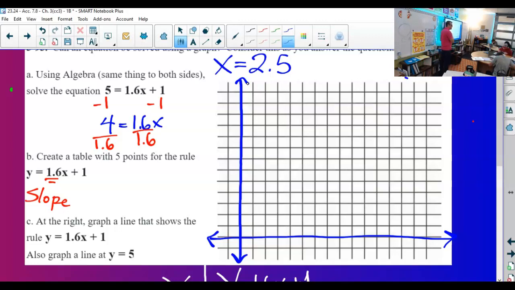Now, why did we make that table? That table tells us where to put the points on our graph.